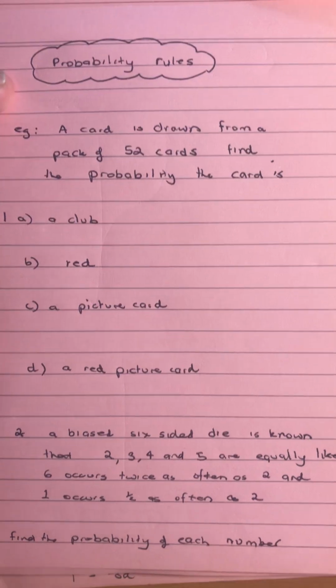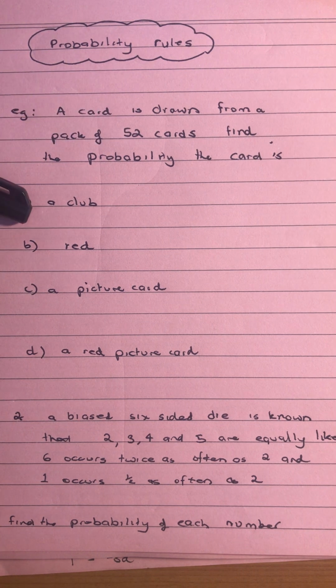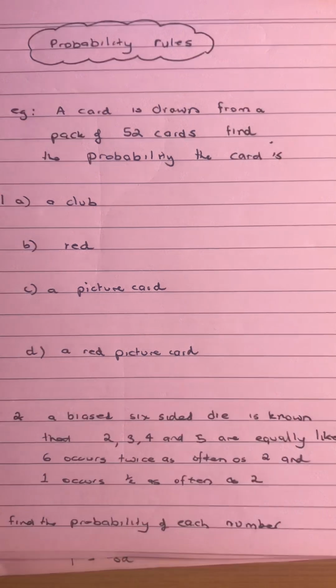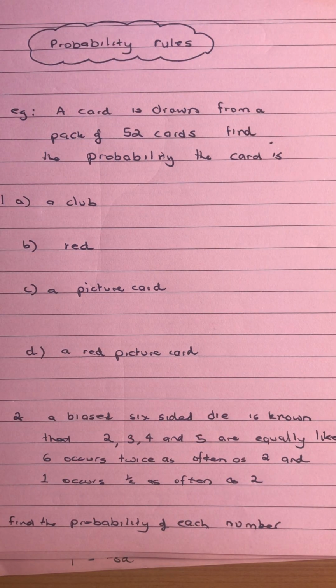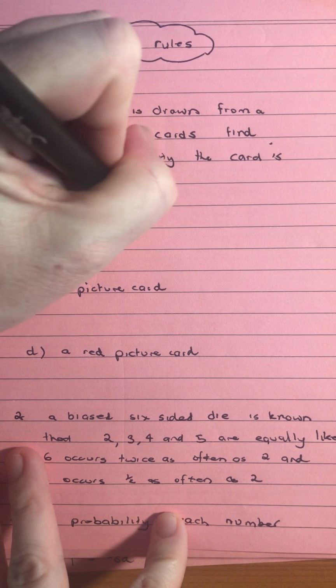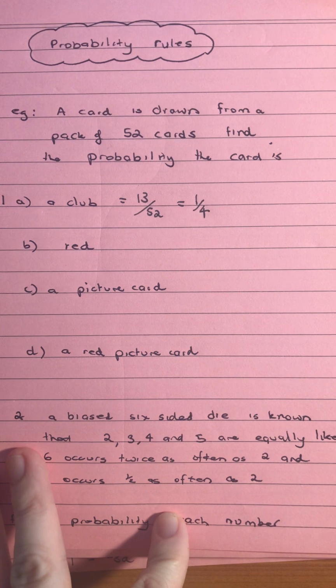Looking at some probability rules in this video, so just going through a couple of very common types of probability questions that you might be asked. We've got a card is drawn from a pack of 52. Find the probability that the card is a club. Now, in our pack of cards, we have clubs, hearts, spades, and diamonds, and we have 13 of each. So we've got 13 clubs out of 52, and when we simplify that, we get 1/4.